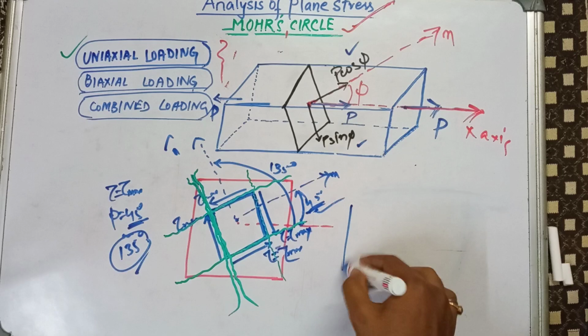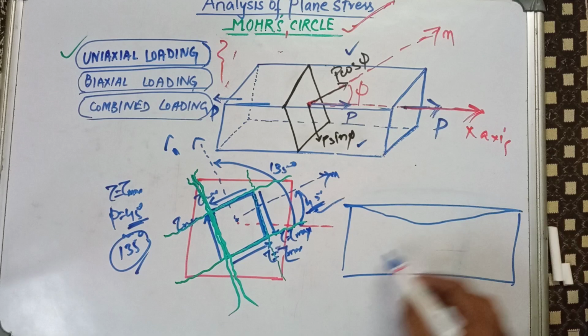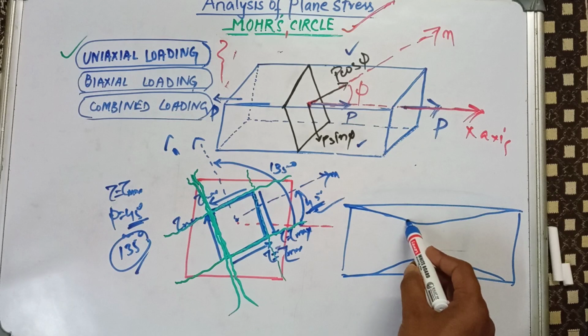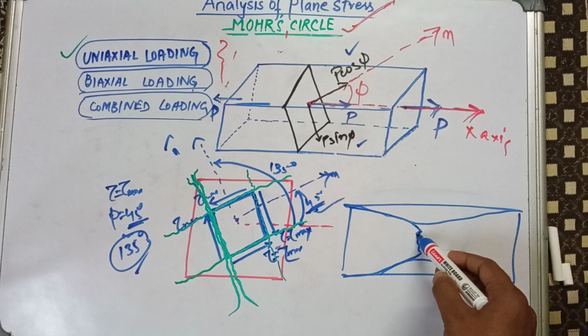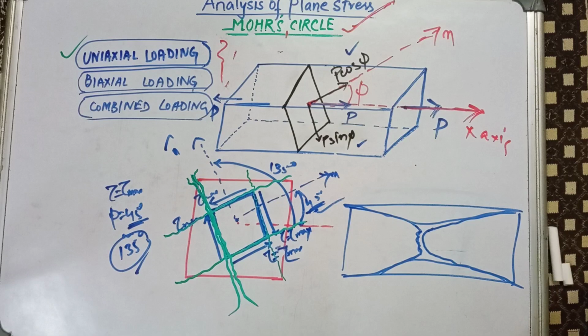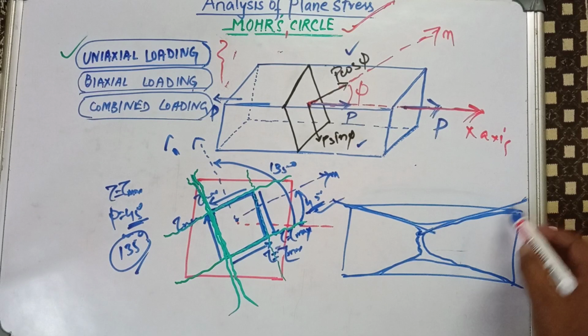If the uniaxial load is like this, there will be a neck formation. And eventually, after the neck formation, there will be a cup and cone formation. This is the cup. This cup formation will be there. And there will be a cone formation like this. Is it clear to you or not? See this angle, see this angle. Is it clear to you or not?